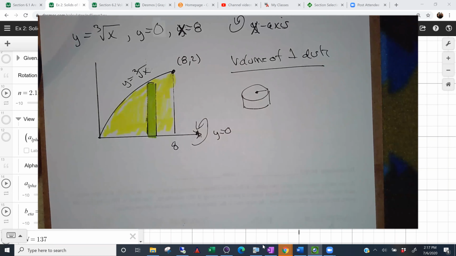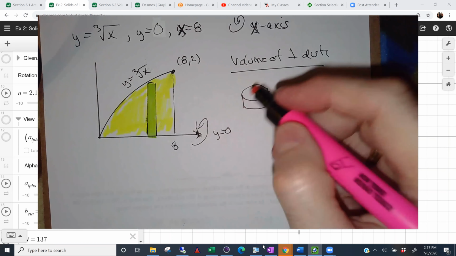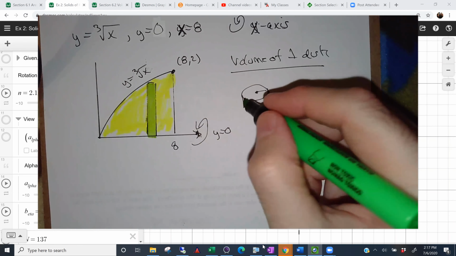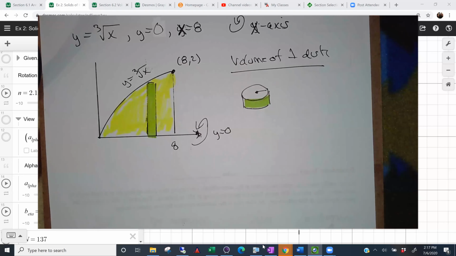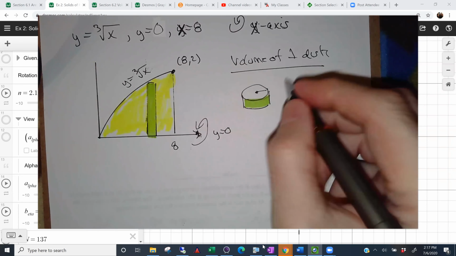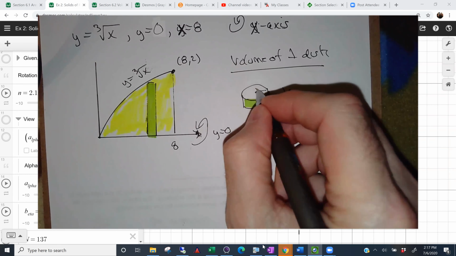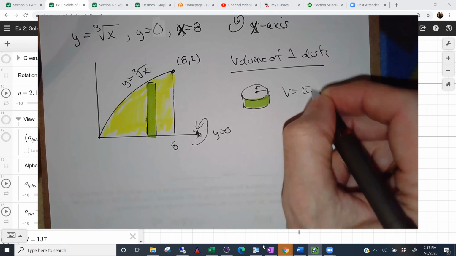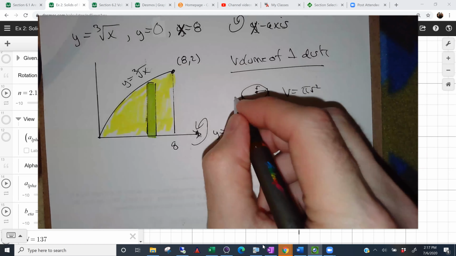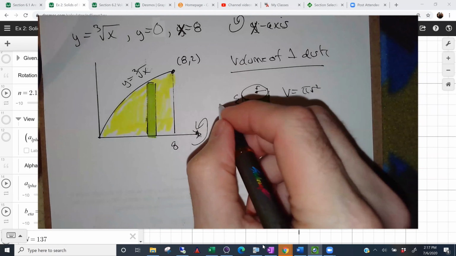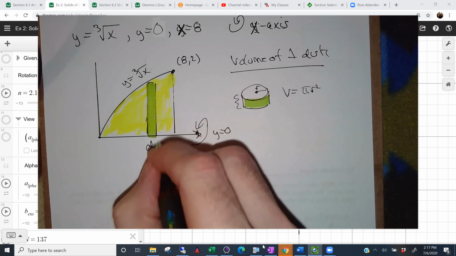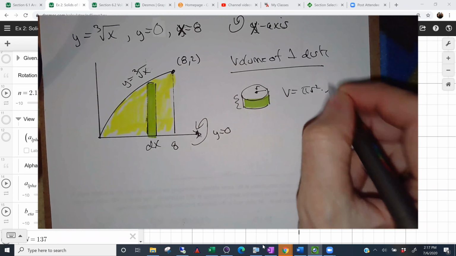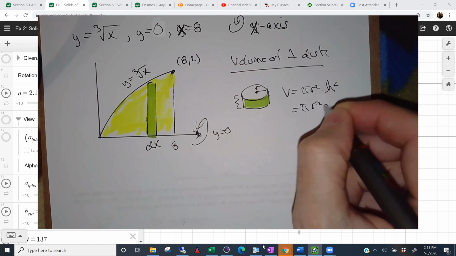And let me remind you of the volume formula for a disk. So actually, I don't want to do it there. Keep it color coordinated. There we go. Volume of one disk is going to be the area of the base or the lid, which is going to be pi r squared, that's the area of a circle, times the thickness or the height. Now in this case, that's a dx. So times the height, or pi r squared times dx.